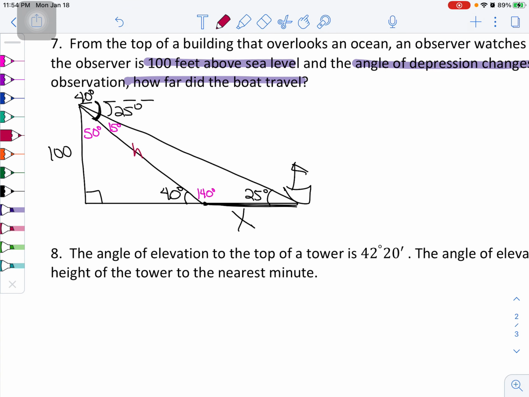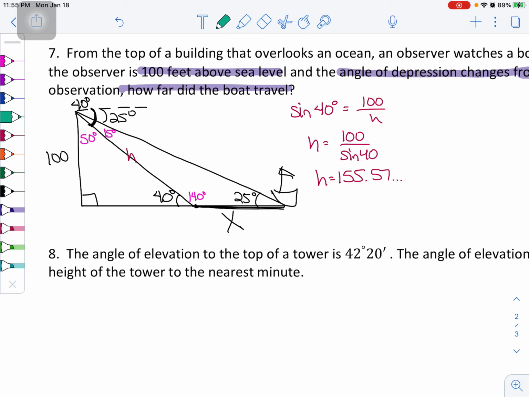To find H, I'm going to go ahead and use my 40-degree angle. So sine of 40 degrees is equal to opposite over hypotenuse. So H is going to equal 100 over sine 40. Into my calculator that goes. So I have a hypotenuse of 155.57 and some more stuff after that.